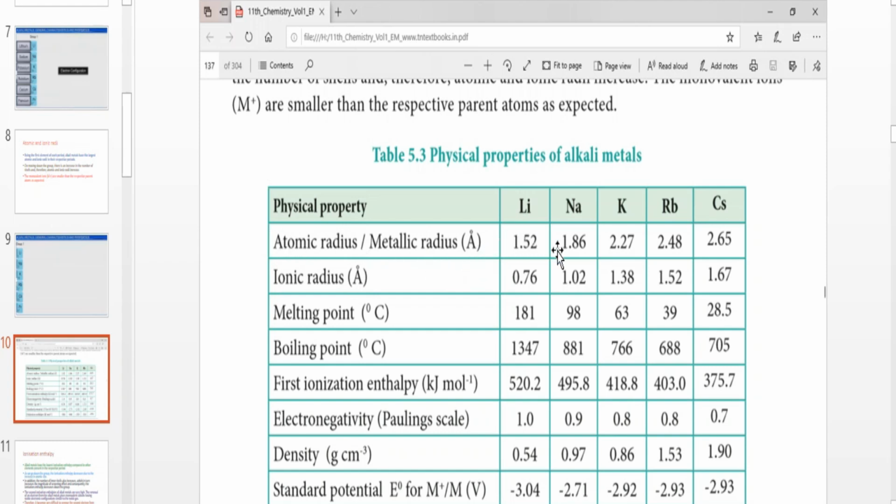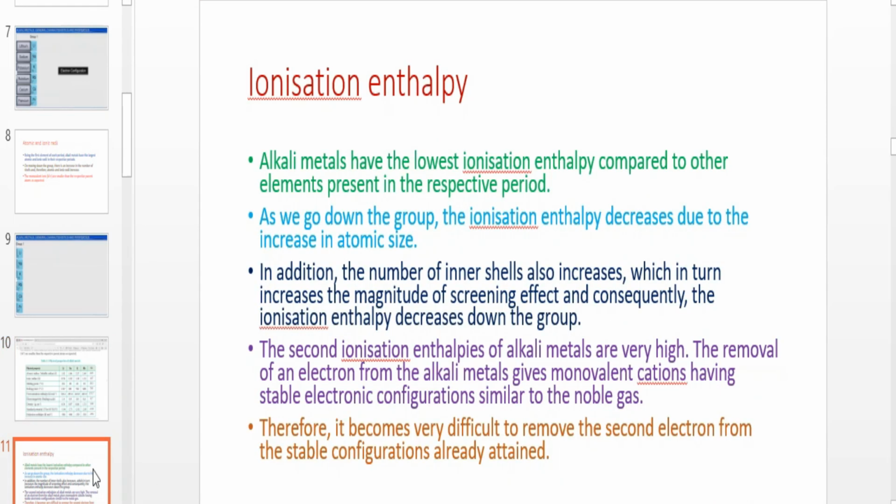For lithium, the atomic radius is 1.52. For sodium, the atomic radius is 1.86. Potassium, the atomic radius is 2.27. Rubidium, the atomic size is 2.48. Cesium, the atomic size is 2.65. Likewise, ionic radius is given. Melting point, boiling point, first ionization enthalpy, electronegativity, density, standard electric potential, and hydration enthalpy are also given.